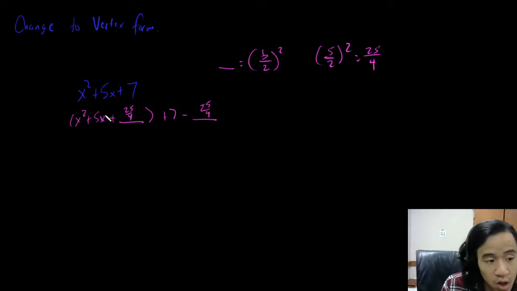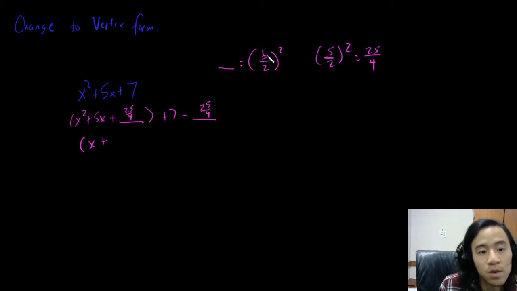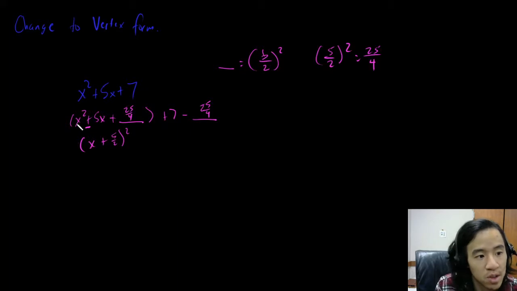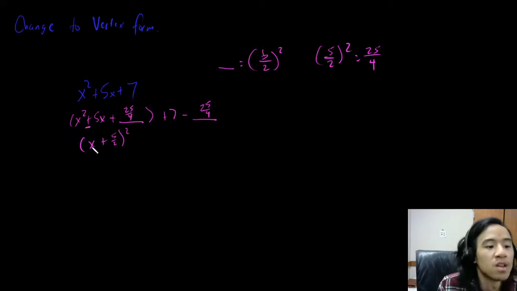So now this will always factor to x plus whatever your b over 2 was. So this will always be x plus 5 over 2 squared. This sign will always follow whatever the sign is. Like if this was x squared minus 5x, then this will be x minus 5 over 2. But since it's x squared plus 5x, it's going to be x plus 5 over 2 squared.